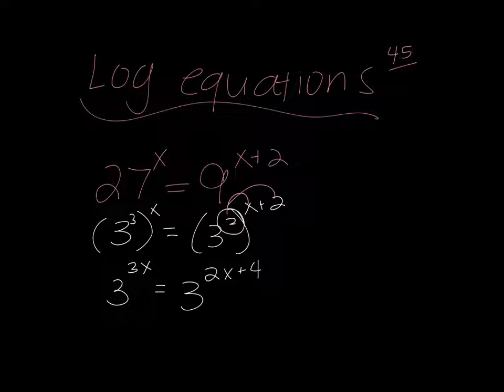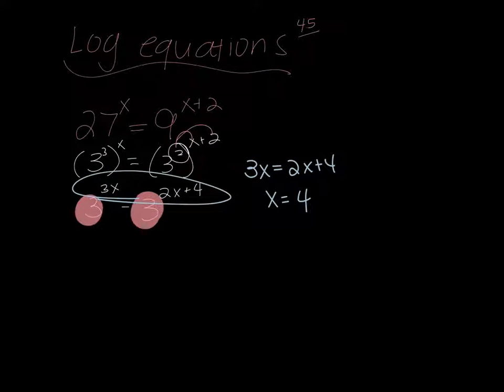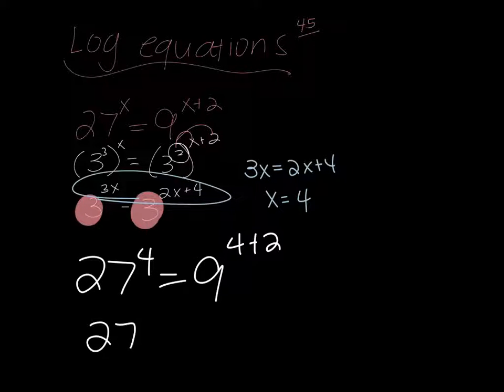And then once the bases are the same, so I've got 3 and 3 as the base, then I can simply ignore the bases and just put the exponents equal to each other. So I would take the 3x and set it equal to 2x plus 4, and then solve for x. So subtract the 2x, and x is 4. The directions for these will simply say solve and check. So the next thing I would do is take that 4 and plug it back in and make sure it works. So I would take 27 to the power of 4, and 9 to the 4 plus 2, and let the calculator do the work. 27 to the 4th is going to equal 9 to the 6th. We plug that in the calculator and get the value to check it.